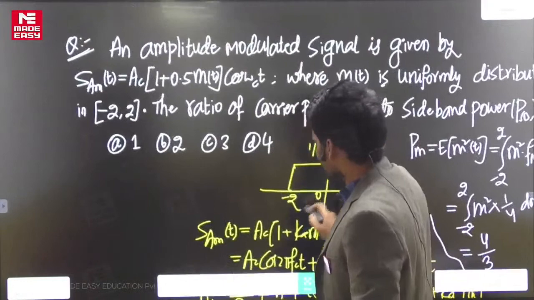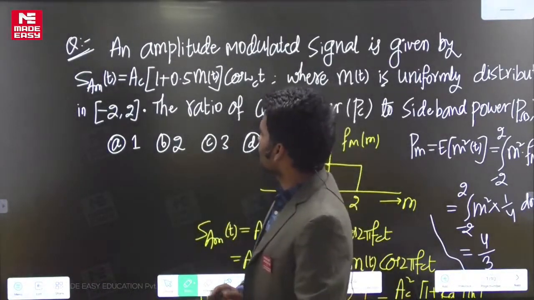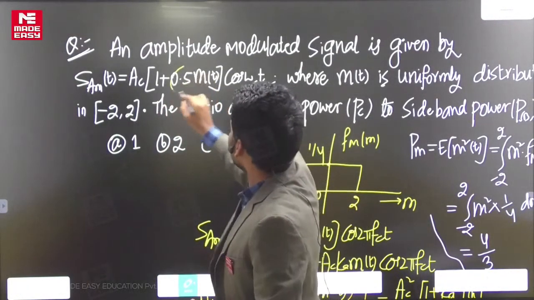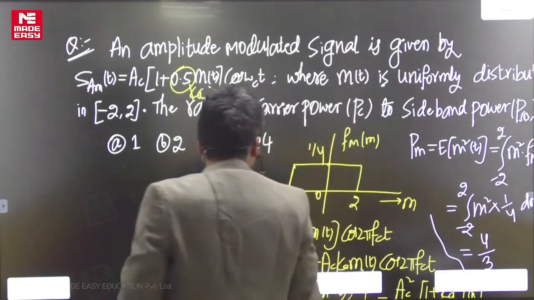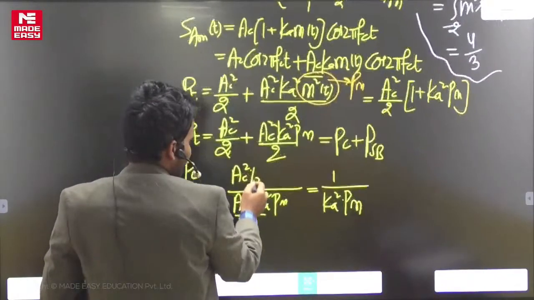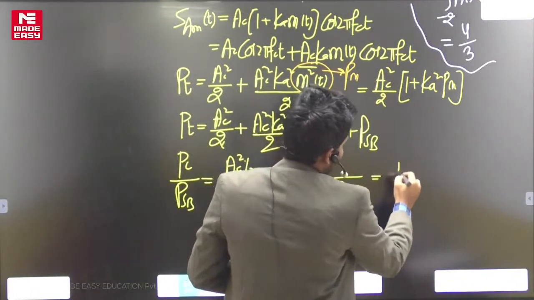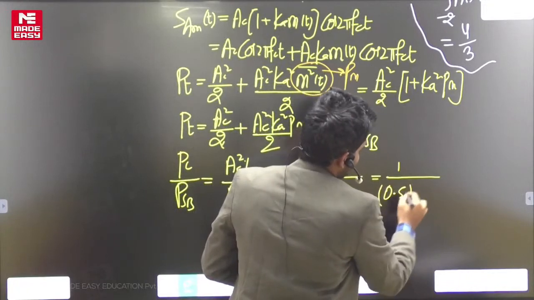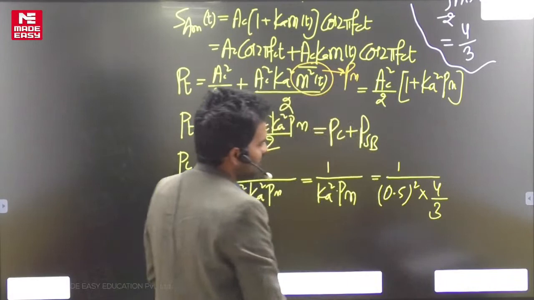So if you compare the given AM expression with the standard AM expression, that is Ac into 1 plus Ka m(t) cos omega ct, then Ka will be equal to 0.5. Then what will be this Pc by Psb? That will be equal to 1 by Ka squared, Ka is 0.5 squared. And what is the power of the message signal? That is 4 by 3.